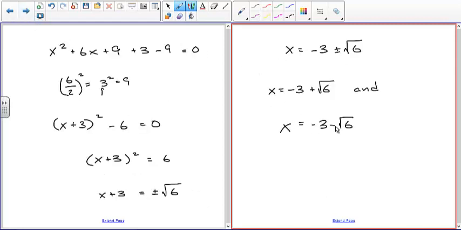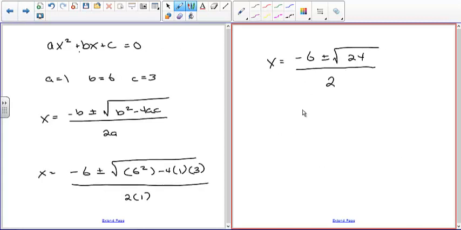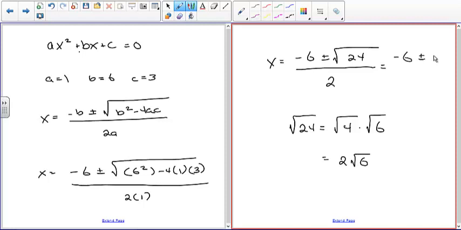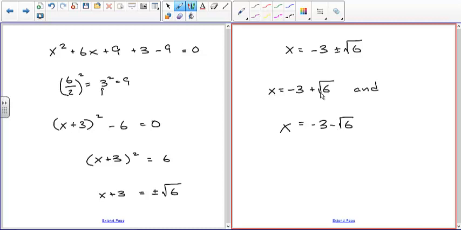I got minus 3 plus or minus the square root of 6, but if you look at the square root of 24, that's equal to the square root of 4 times the square root of 6, and the square root of 4 is 2, so you get 2 times the square root of 6. So we have negative 6 plus or minus 2 times the square root of 6, divided by 2, and negative 6 divided by 2 is negative 3, and plus or minus 2 times the square root of 6 divided by 2 is just plus or minus the square root of 6. And there you go. And that's exactly what I got completing the square.